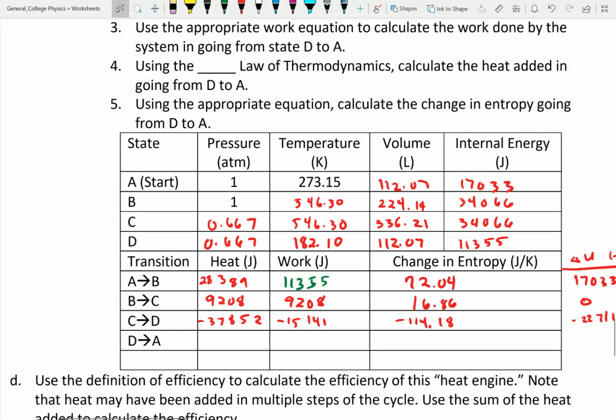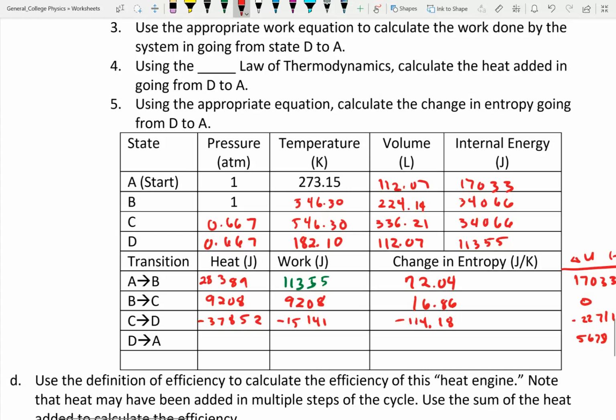Final thing then, going from D back to A. I already know the state for A and the state for D. I don't have to do any of those calculations. I just need to do the change in internal energy, the work, and the heat. So let's start with the easy. Change in internal energy, I can do that right here. I'm going from D to A, so the internal energy is going up. It's going to be 17,033 minus 11,355. If you do that calculation, you get 5678 for the change in internal energy.